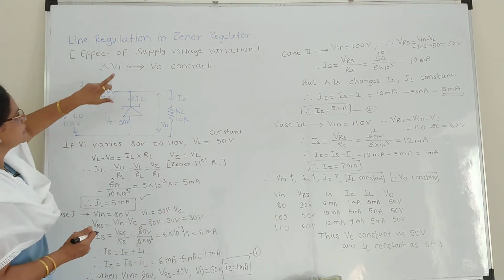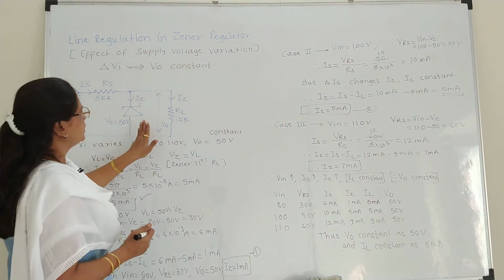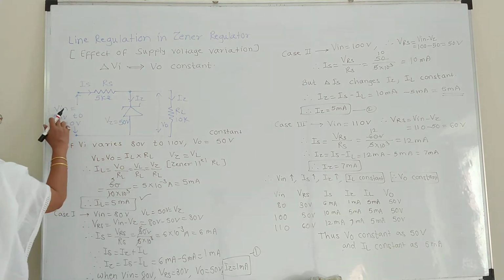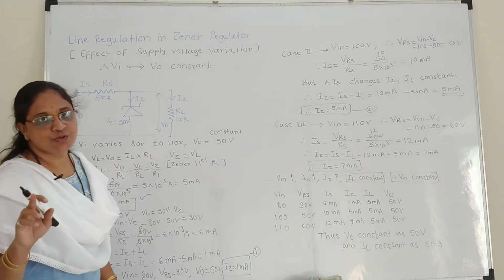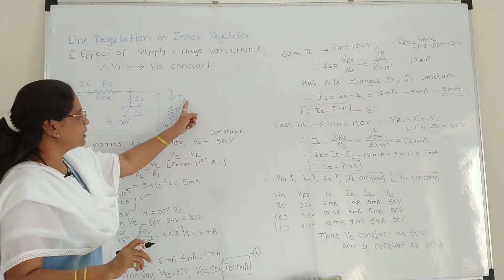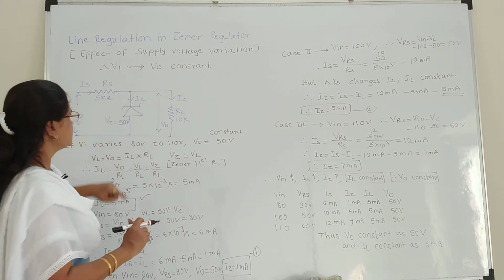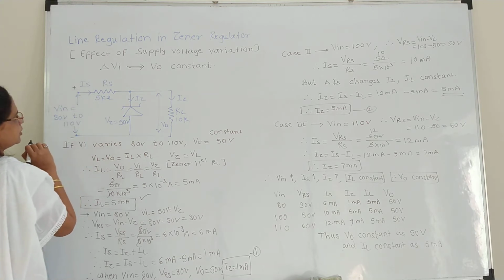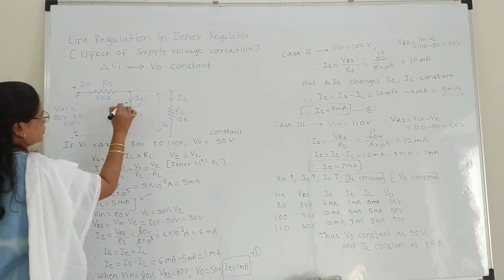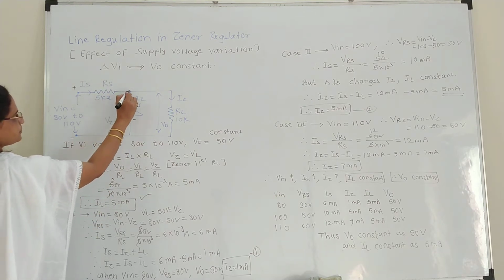So, Zener diode as a line regulator, effect of supply voltage variation, how it is compensated. Here, input voltage is given varying from 80 volt to 110 volt. A Zener diode of 50 volt is used. Yes, the regulated expected output voltage will be 50 volt. The Zener diode is used in reverse bias, as here it is the positive and negative terminals of this input voltage, the cathode is connected to positive, the anode to negative, with RS of 5 kilo ohm.